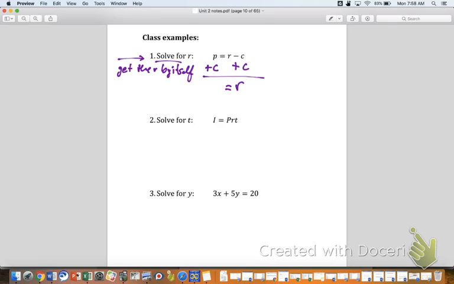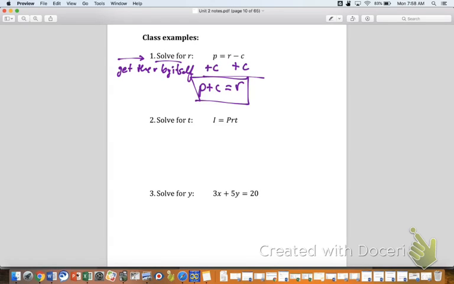Is that, no, isn't it, could it be pc? No, because that's multiplication, and those are unlike terms. And so, yeah, you guys are right. So this would just be p plus c is equal to r, and that would be our solution, right? So p plus c would make this work.